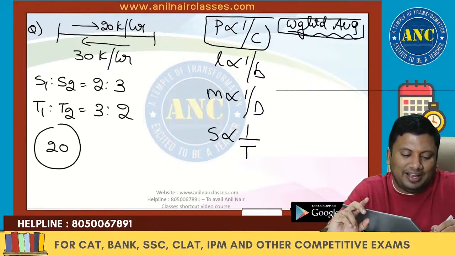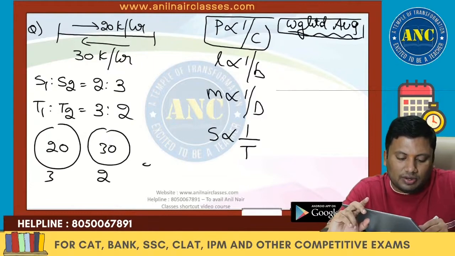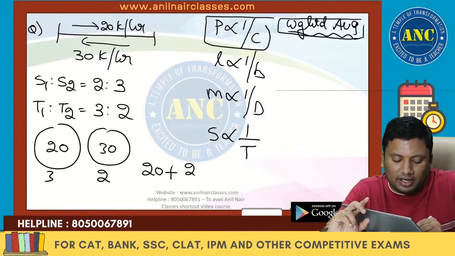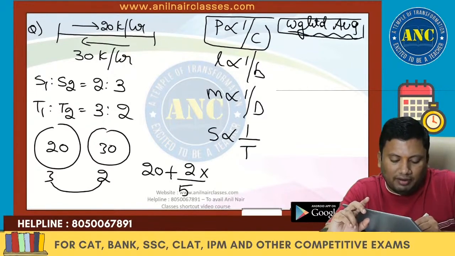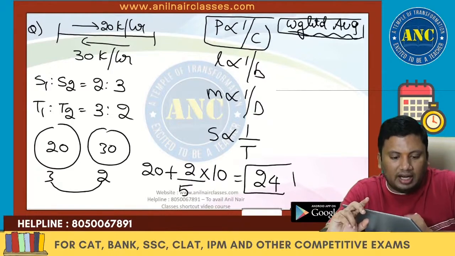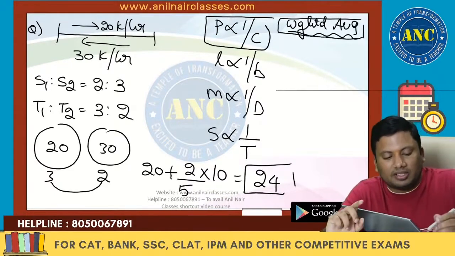Very beautifully you can solve with the weighted average. These 3 and 2. So the answer is nothing but 20 plus 2 by 5 into 10. Answer is nothing but 24. Idea clear? This is what we did.